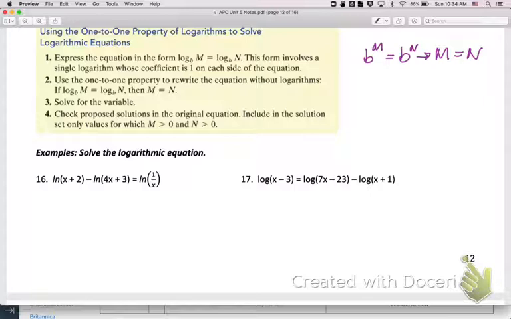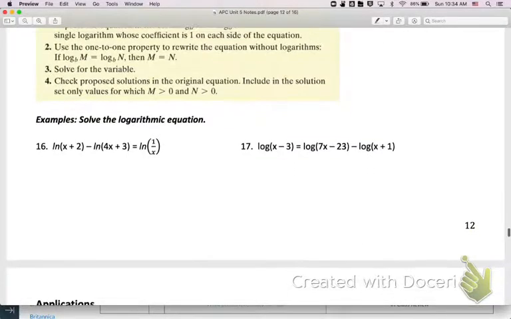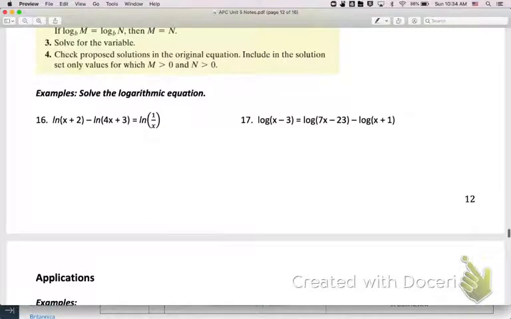Again, the logs don't cancel. This is just an if-then property. If I know this, then I also know this, okay? So in order for this to work, we have to get both sides of the equation to be a single logarithm. And so that's what we're going to do here on 16 and 17.